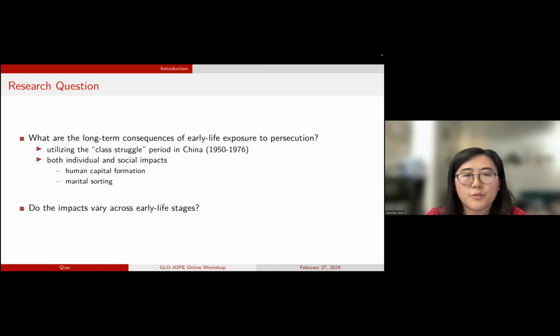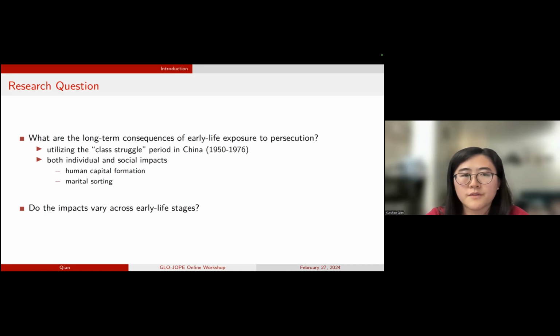So in this paper, I try to answer what are the long-term consequences of early life exposure to persecution. And here I utilize what we call the class struggle period in China, which happened in the middle of the last century. Under this class struggle ideology, people from certain socioeconomic classes were particularly targeted in order to reach a very progressive equality in the society. And this kind of setting happened also in other communist regimes in a similar historical period.